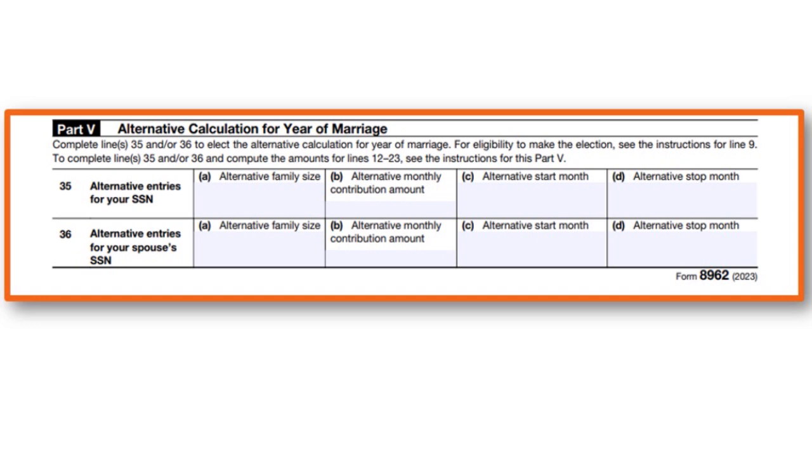So when we talk about the alternative calculation for year of marriage, this actually revolves around the alternative entries for your social security numbers and also for your spouse's situation as well. So everything goes both ways. It's all about your situation, but also your spouse's situation. And this assumes that when you file for the premium tax credit, you are filing jointly.